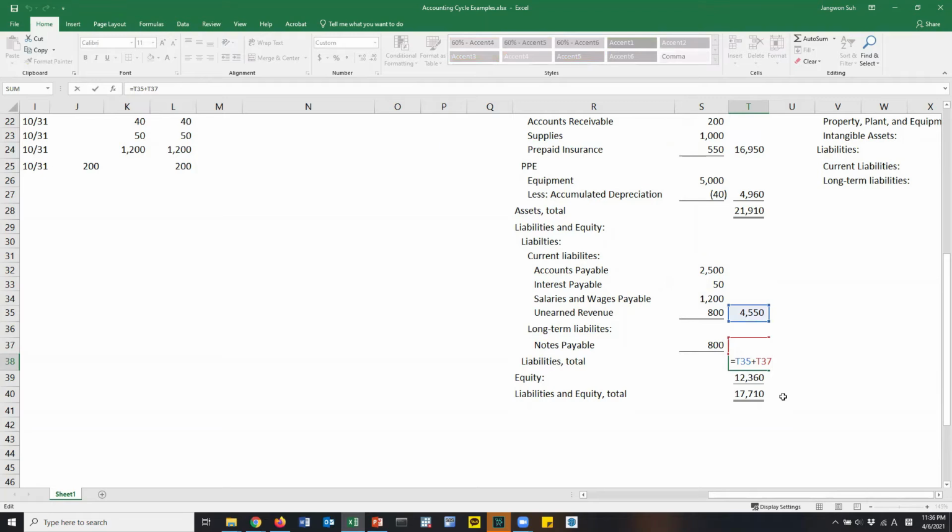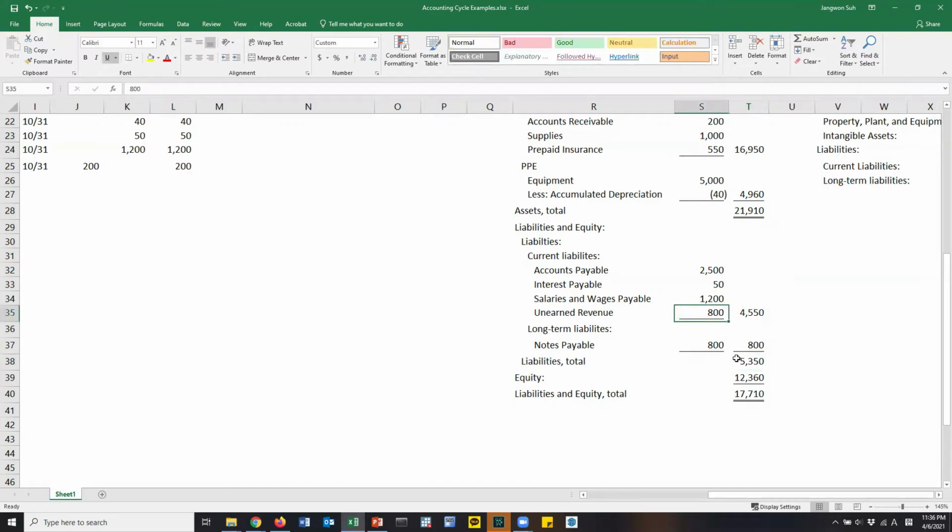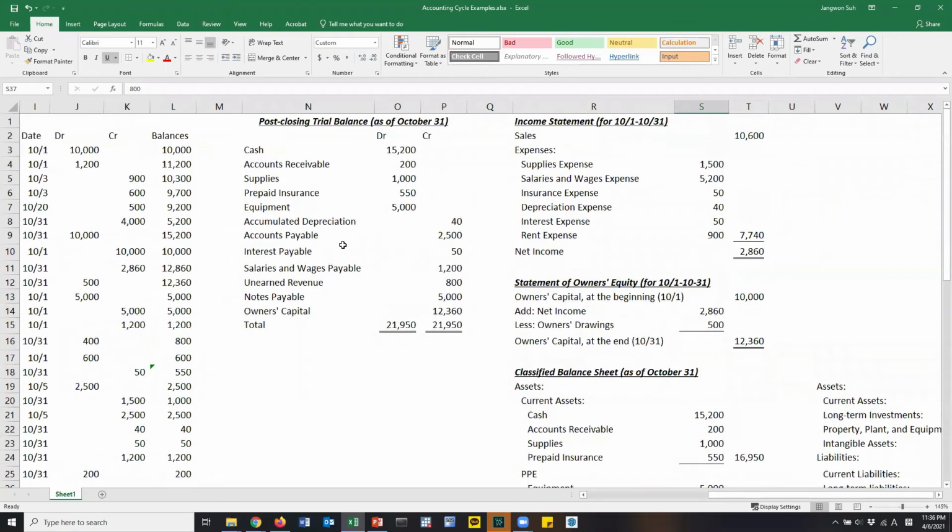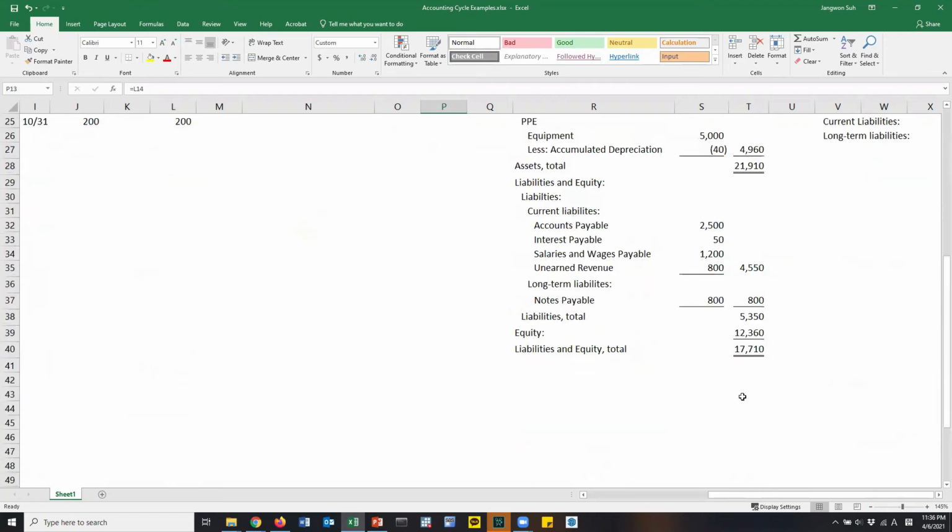What is the problem here? It appears to me that this is the right figure, but somehow, is unearned revenue the same as notes payable? This sounds awkward, right? Notes payable was 5,000. Yeah, somehow I made a mistake of keying in 800 instead of 5,000. So now, yes, assets and liabilities are the same.